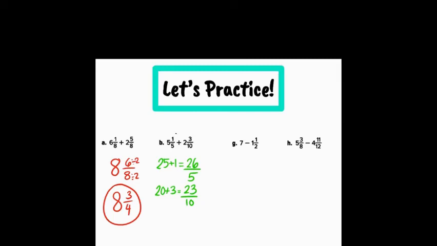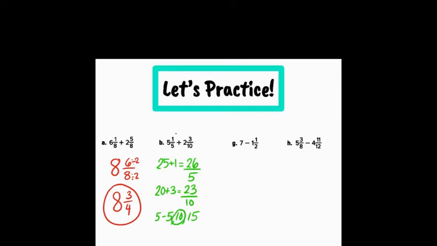So let's go through and find the least common denominator for both of these numbers. We'll go through and do the multiples of 5 first. 1 times 5 is 5. 2 times 5 is 10. And 3 times 5 is 15. So right now, I already see a denominator that matches our other denominator. So I'm going to circle the 10.